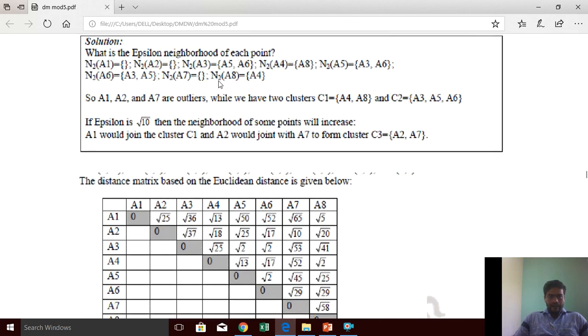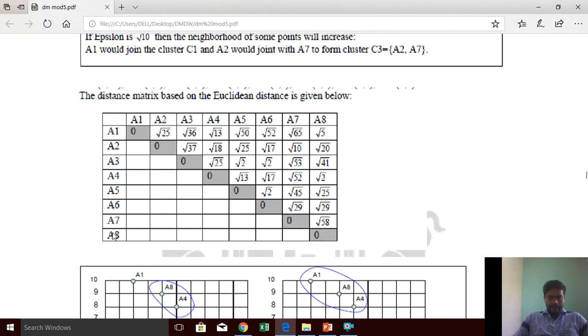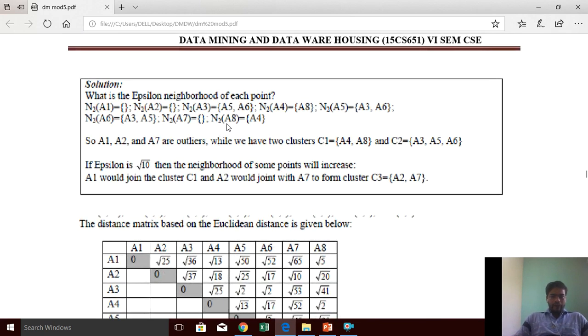Then A8. A8, if you take, only root 2 for A4. So the neighborhood of A8 is A4. A8 will have A4 within that cluster. So A1, A2 and A7 are the outliers.